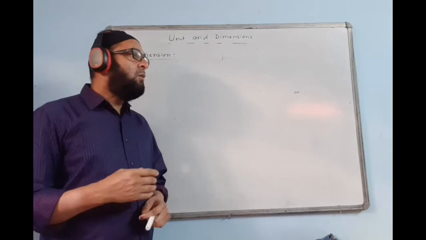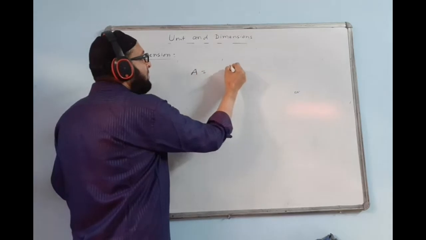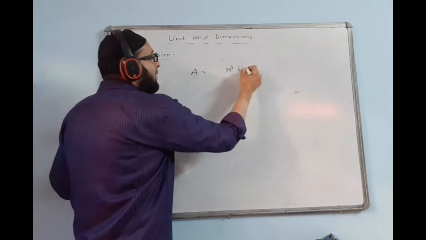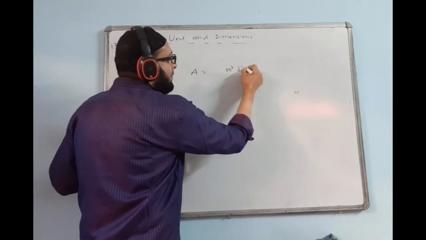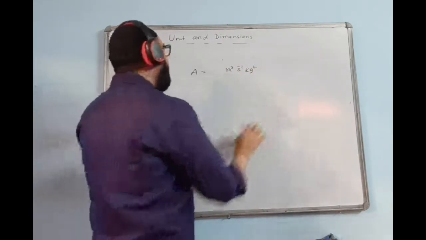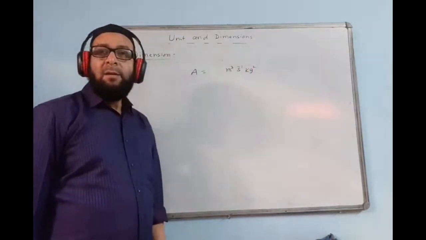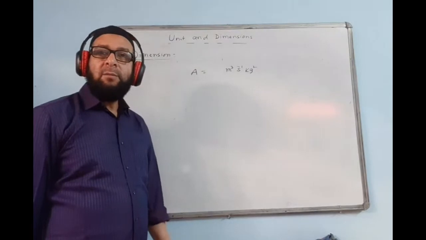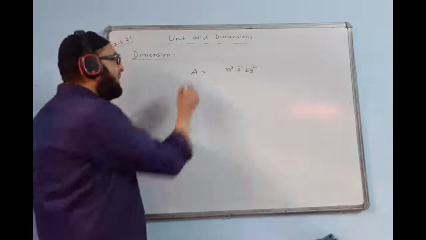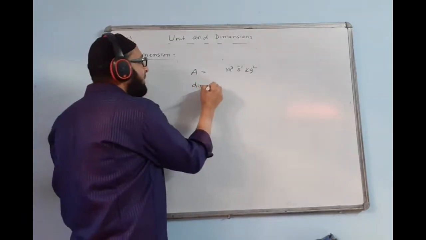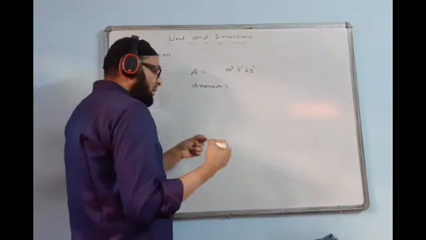Now suppose the quantity is A and its unit is this much: meter cubed, s minus 1, and kg squared. Suppose I am giving any random quantity A with a unit this much. Can we write its dimension? What is the dimension of A? Tell me.